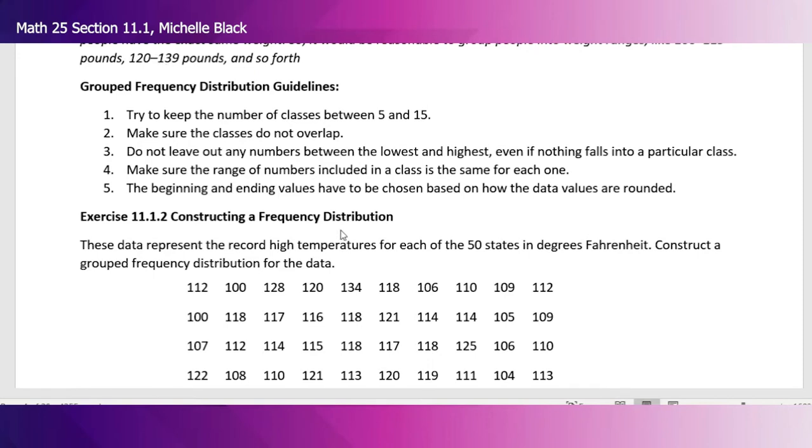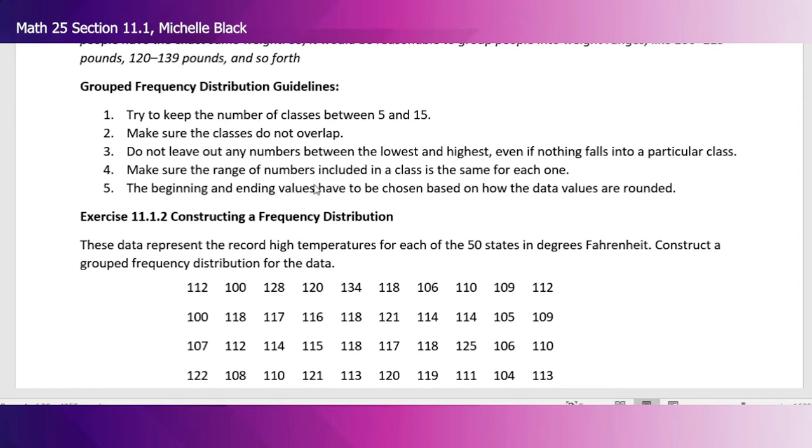We do not want to leave out any numbers between the lowest and highest, even if nothing falls in that particular class. Again, if we were doing weights, if we had a student who weighed 105 pounds and a few other students that weighed maybe 115 or 120, and then the next student weighed 185, even though we didn't have anyone between 120 and 185, we still need those classes, even though they would be empty.